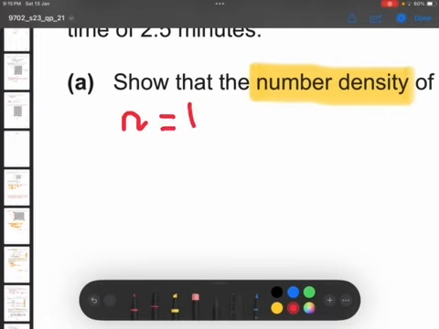If capital letter N is the number of free electrons, and we divide by V, the volume, then this is the definition of number density. So number density is the total number of electrons divided by volume, so that we can find the number of free electrons per unit volume. That's how we find the number density.